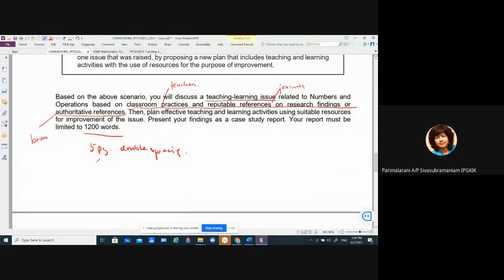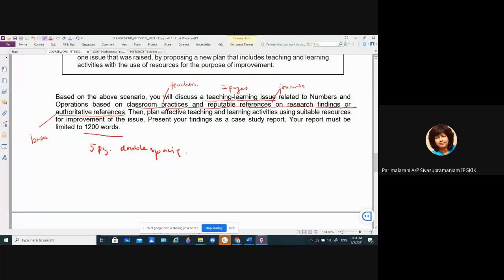So if you have 5 pages, how many pages are you going to devote to the issue? Actually, it's up to you, but I would do about 2 pages, just to discuss the issue.